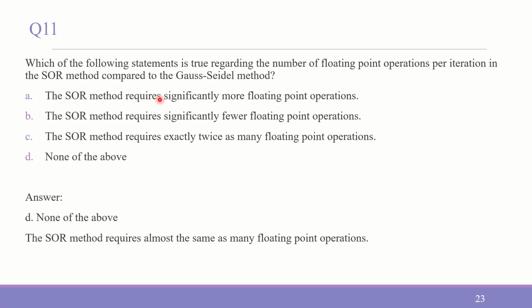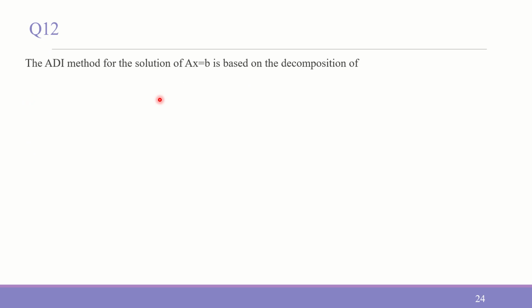Alright. Now we will move to the next question, that is question 12. In question 12, we are asked that the ADI method for the solution of AX equals B is based on the decomposition of dash. That is the question.